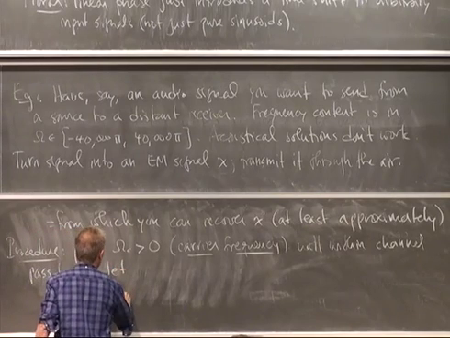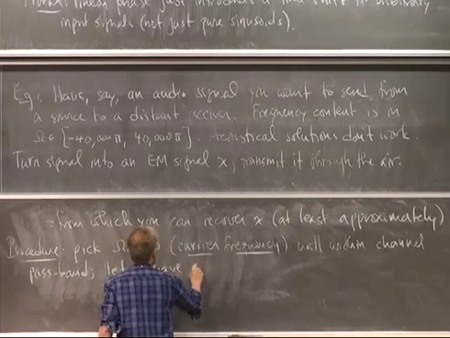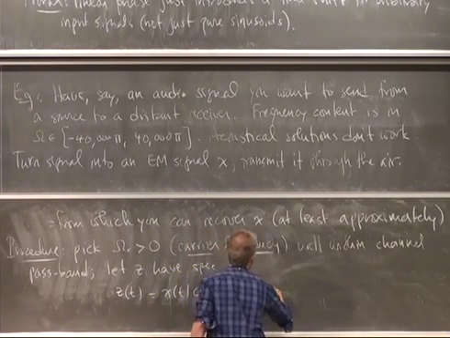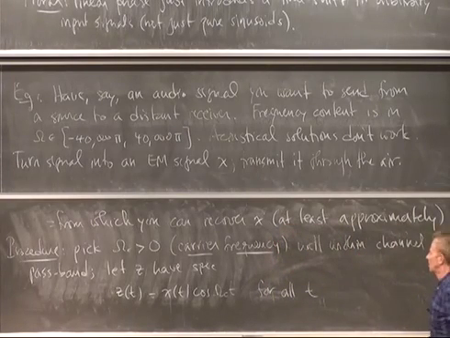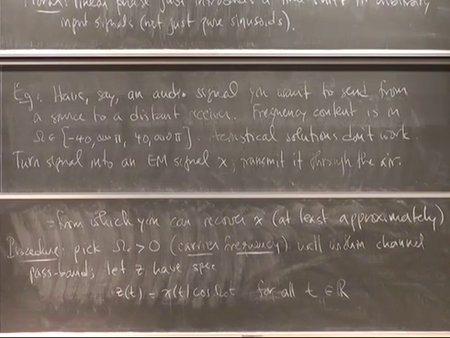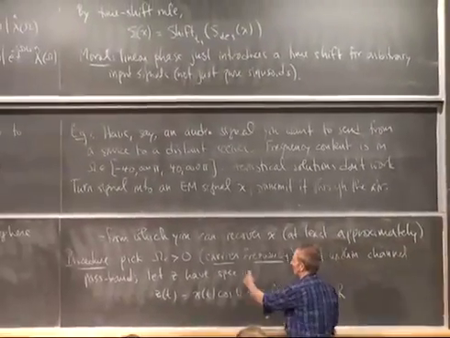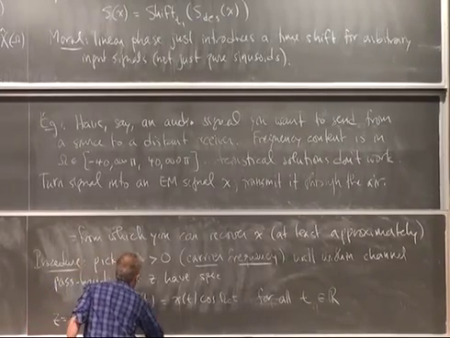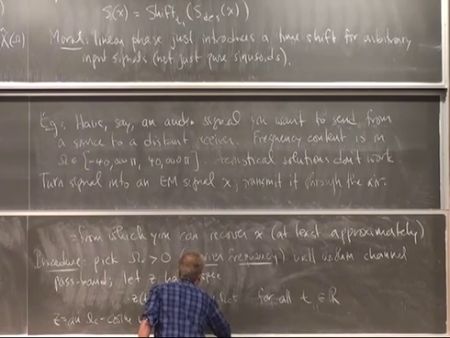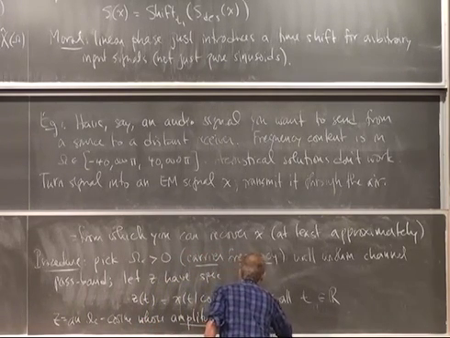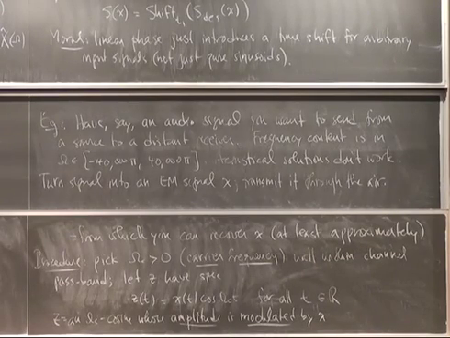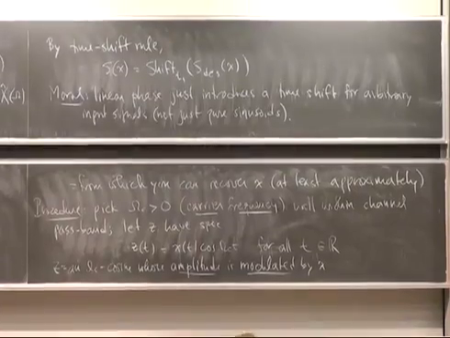And you let z of t have the specification z of t equals x of t cosine of omega c t for all t. So z of t is a high frequency cosine, an omega c frequency cosine, whose amplitude is modulated by x. And that's why it's called amplitude modulation. And it turns out that signal passes through the channel, and it's easy to show that with pictures.